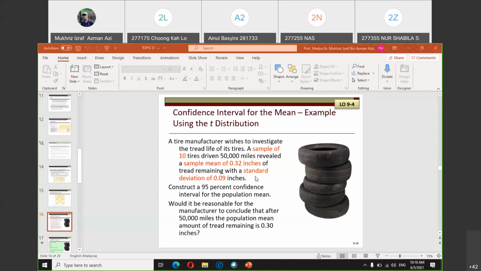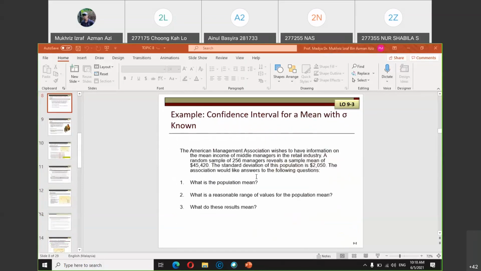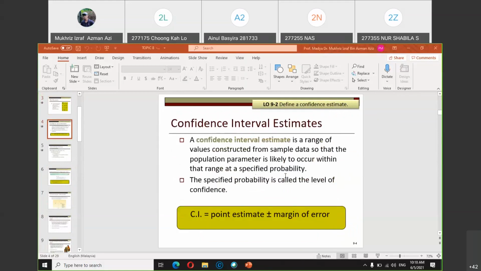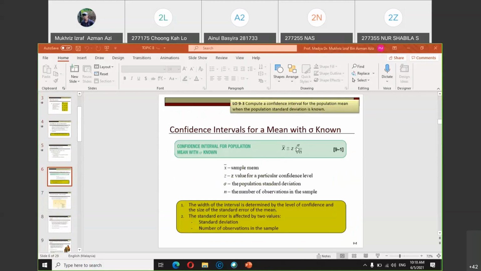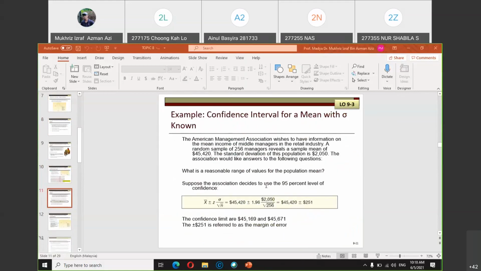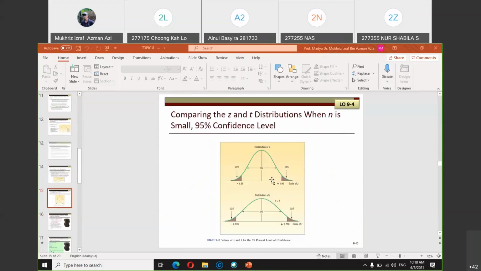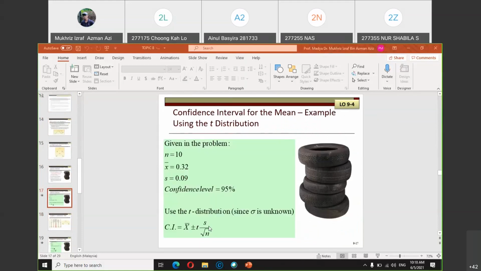The way to calculate is the same as how you calculate for the Z distribution, meaning X bar plus minus, instead of using Z, we are going to use T, and then sigma over square root of n. But of course the notation sigma is replaced by the notation S, because we cannot use the sigma notation, since sigma denotes standard deviation from the population. So instead, we're going to replace the notation sigma with S. S means sample standard deviation.